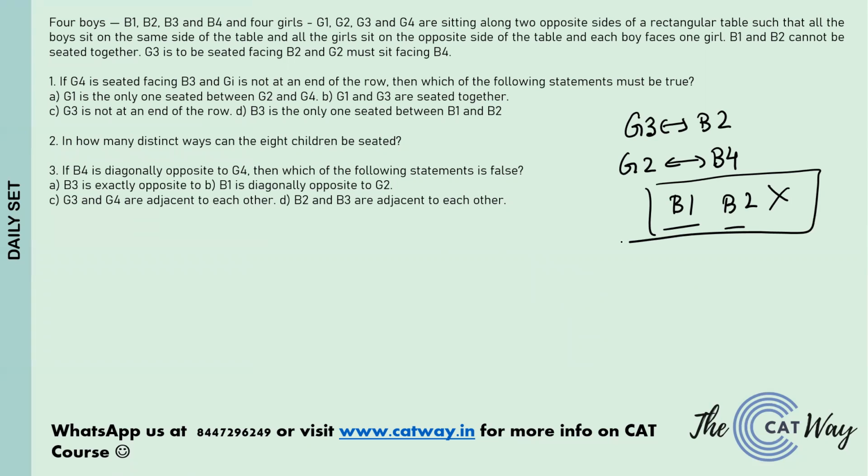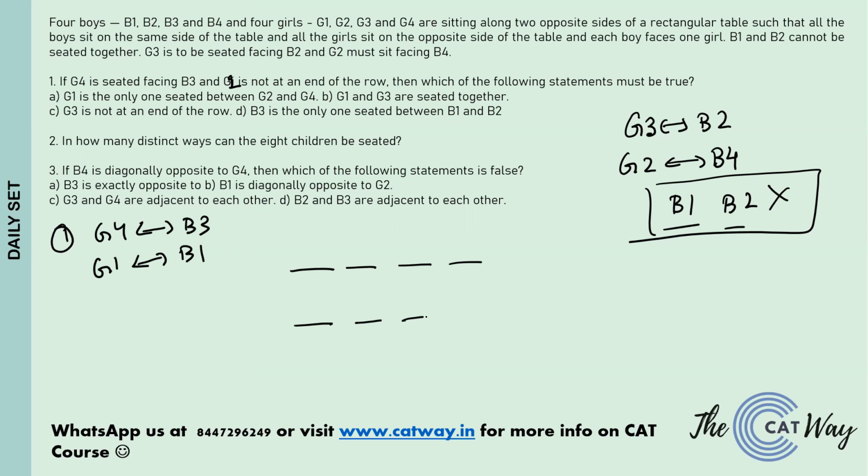So the first question says that if G4 is seated facing B3. Okay, so for the first question, it says that G4 is sitting opposite B3. That means what it makes clear is that G1 is sitting opposite B1. In this case, G1 is sitting opposite B1. So G1 is not at the end of the row. So what do we have? Four people here, four people over here. Then which of the following statements must be true?